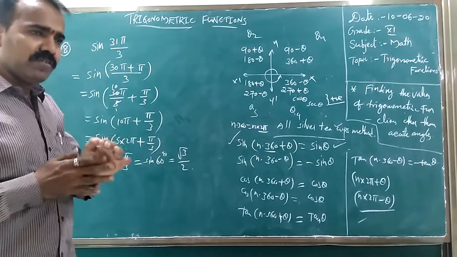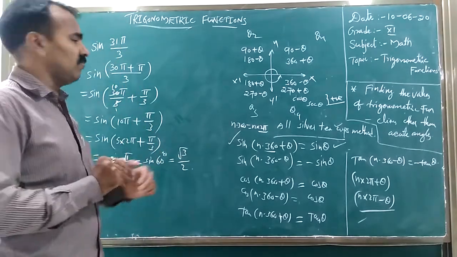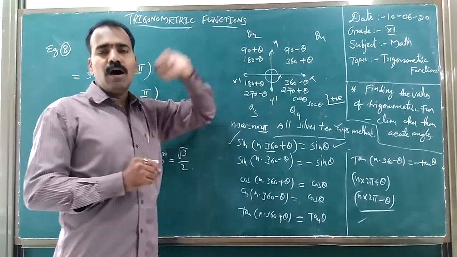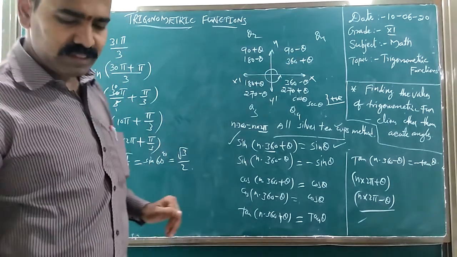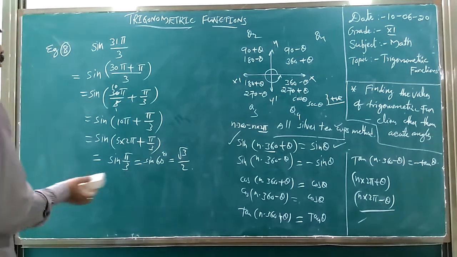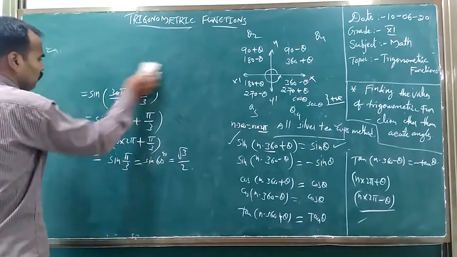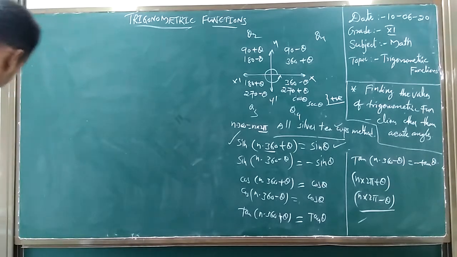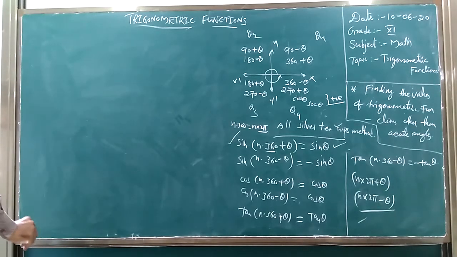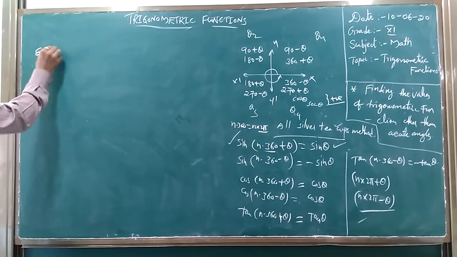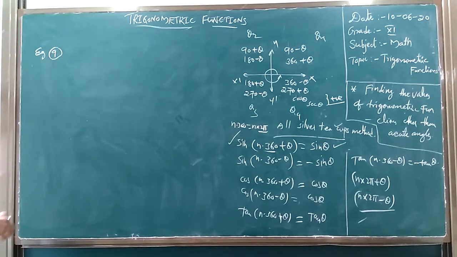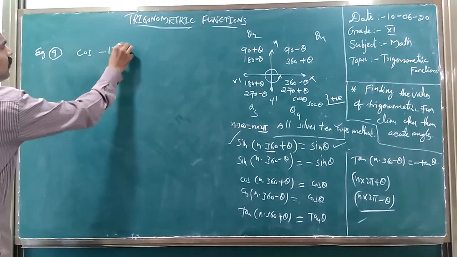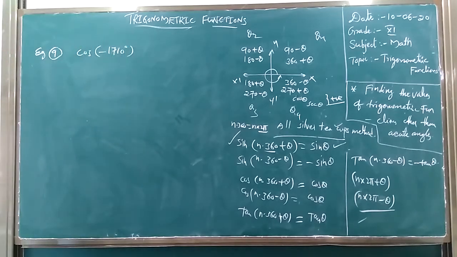But the sign of the trigonometric ratio depends on which quadrant it is in. As we know, the short method is the all silver tea cup method. Let us discuss one more model problem. Now, it is given that, find the value of cos of minus 710 degrees.